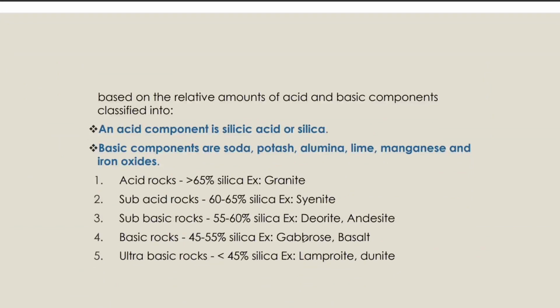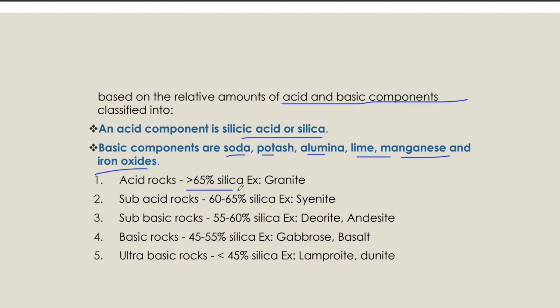That is, the acid component is called silicic acid or silica, and the basic components present in the rocks are soda, potash, aluminium, lime, manganese, and iron oxides. So acid rocks consist of about 65% silica. Examples are granite. Then sub-acid rocks consist of about 60 to 65% silica. An example is syenite. And then we have sub-basic rocks, 55 to 60% silica. Examples are diorite and andesite.